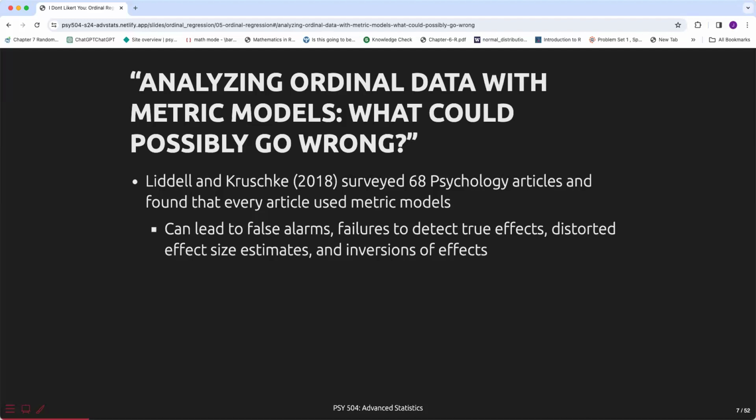As Faustine talked about, there's a whole host of issues with using these metric models for ordinal data, right? So increases in type 1 and type 2 error. You can have distorted effect sizes and also inversion effects, where you have different signs, where the effects go in different directions, right? So lots of bad things can happen when you don't analyze your data properly.